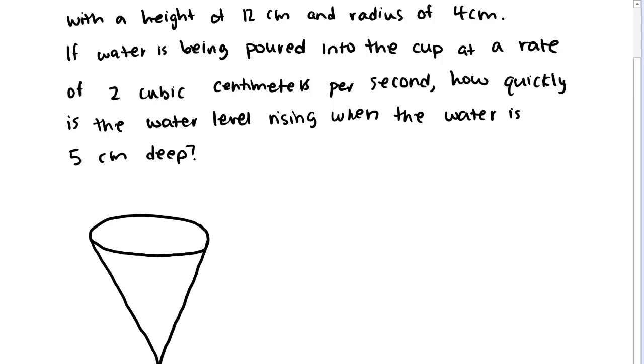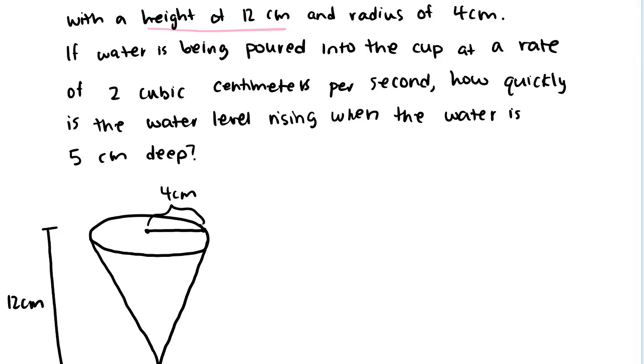So we have this cone. We're told that the height of the cone is 12 centimeters. So this measurement here, that's 12 centimeters. And we're also told that the radius of this cone, the radius of the circle at the top, is 4 centimeters. And we know that water is being poured into this cone. It's coming in at a rate of 2 centimeters cubed per second, so a rate of change of volume.